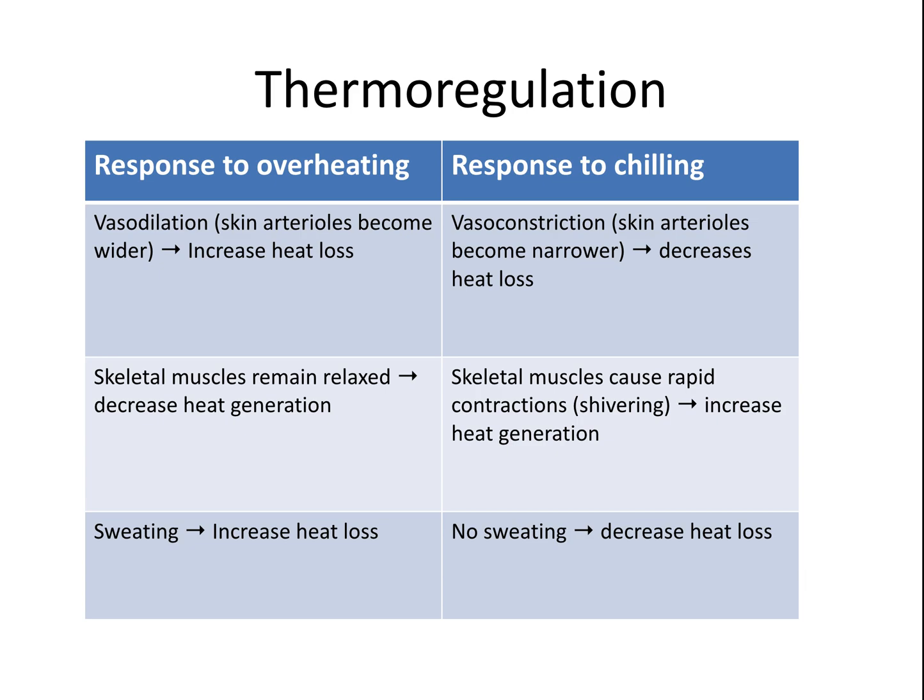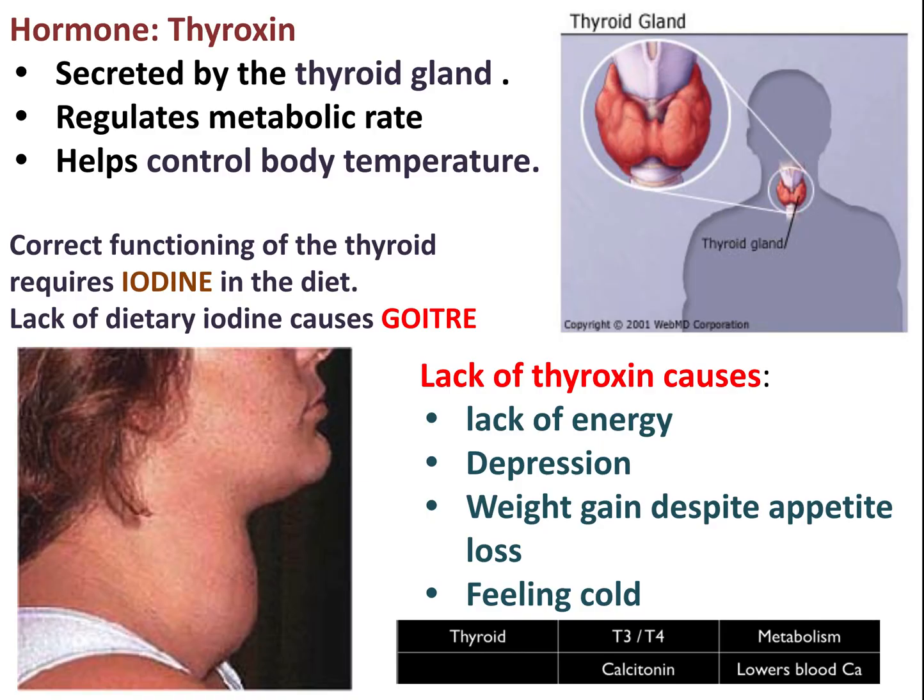So now let's take more examples using hormones. We said that the hypothalamus interacts with the thyroid gland, which is here around your neck. The hormone that it releases is thyroxine, which is secreted by the thyroid gland. It regulates your metabolic rate, and it helps control your body temperature.